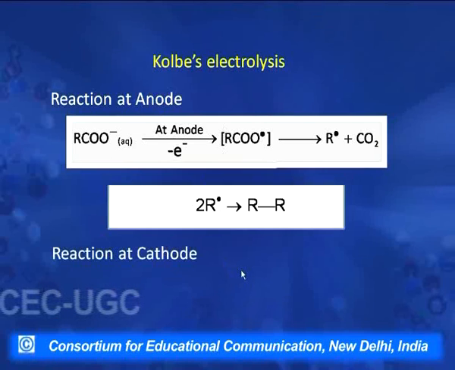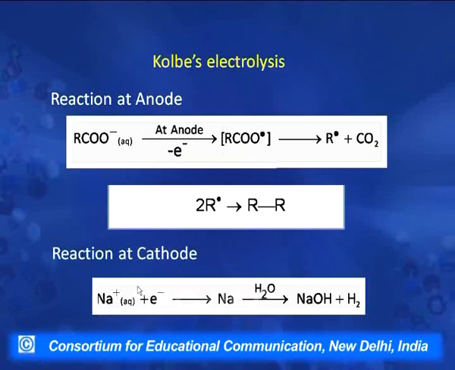And what happens at the cathode? The positive part, that is Na plus, goes to the cathode, captures the electron, gets converted into sodium metal which reacts with water forming sodium hydroxide and hydrogen. That means at the cathode hydrogen gas will be liberated, and at the anode the corresponding alkane will be liberated.